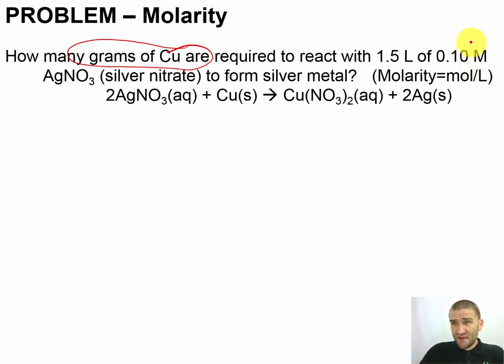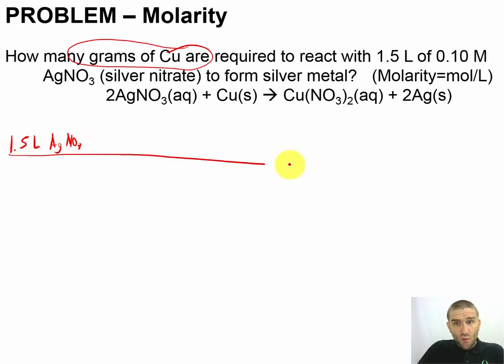Now, this has 2 units inside of it. Remember, moles per liter, which means it's going to make a great conversion factor. This only has 1 unit in it, and it's almost certainly going to be the beginning of our problem as a result. So let's write that down right here at the beginning. 1.5 liters of silver nitrate.